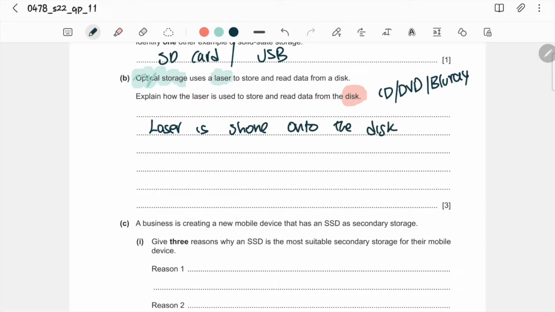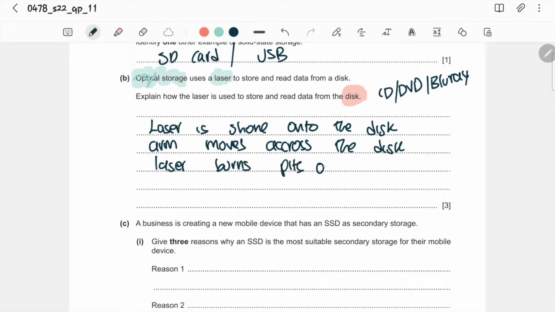The next thing you need to know is that there is an arm or a head that moves this laser across the surface of the disk. So the arm moves across the disk. The next thing you would say is that this laser will burn bits onto the surface of the disk. The laser is also used to read the bits and lands.